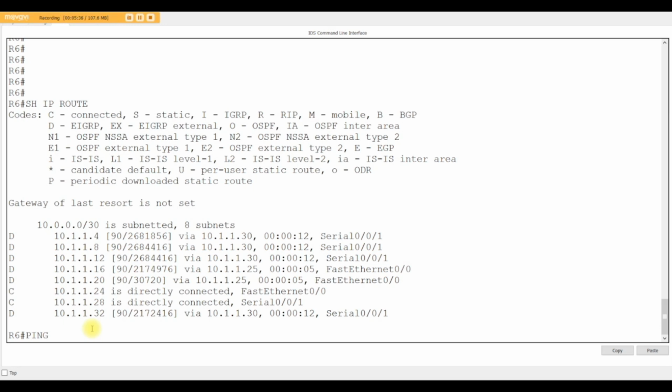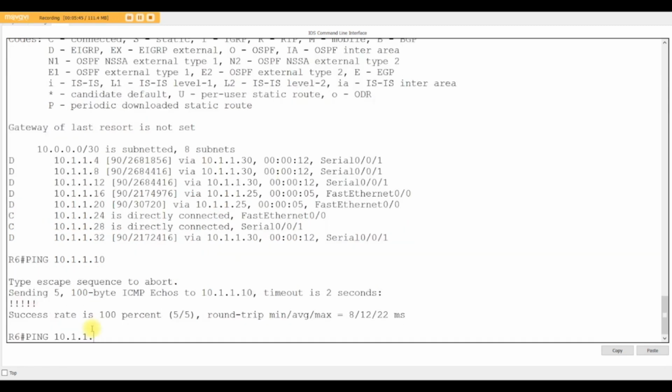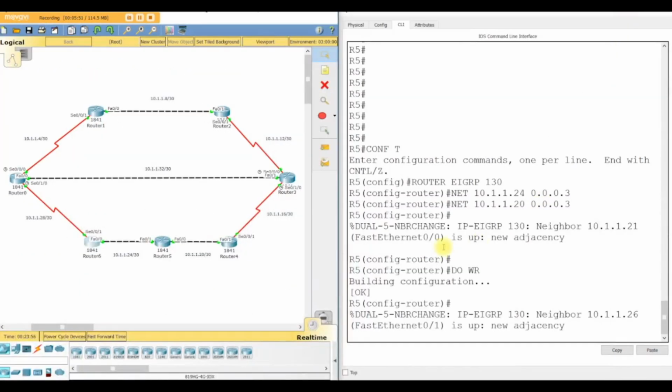Let's see, we got 4. Let's do the 8, which is up on top. Ping 10.1.1.10, right? .9. So we do have connectivity, and this is using wildcard masks. But I'm going to explain something outside the lab that you need to be careful with when using these wildcard masks. I'll see you outside the lab.